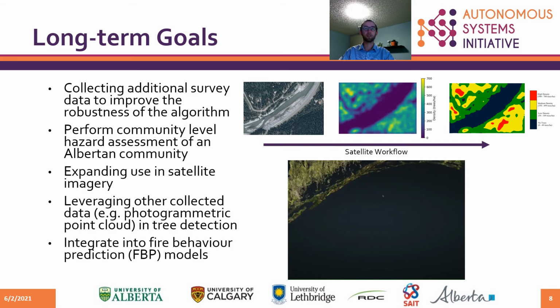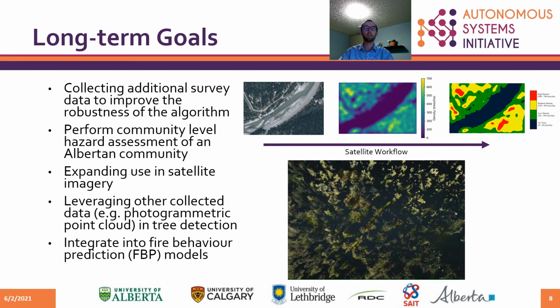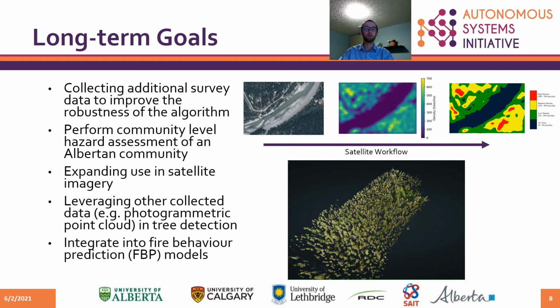This is something that we've begun to explore. A density map of trees identified by a separate neural network can be seen to the right. And finally, tailoring our workflow's outputs to serve as inputs to current FBP models could allow for more recent data to be used to predict fire spread.